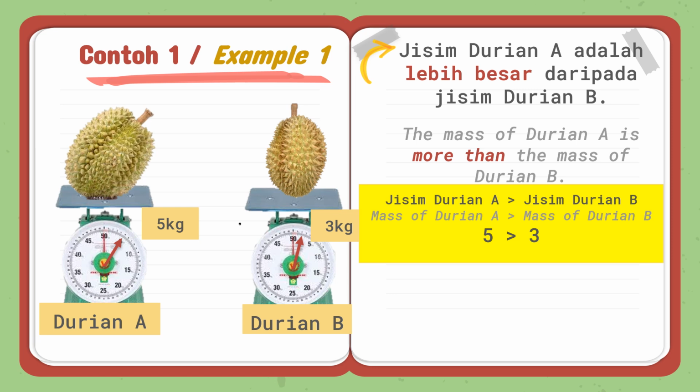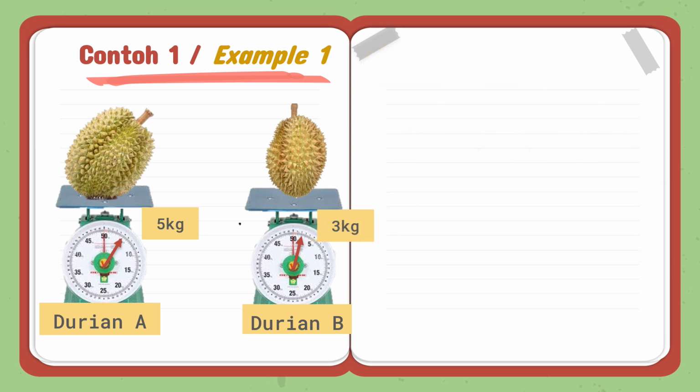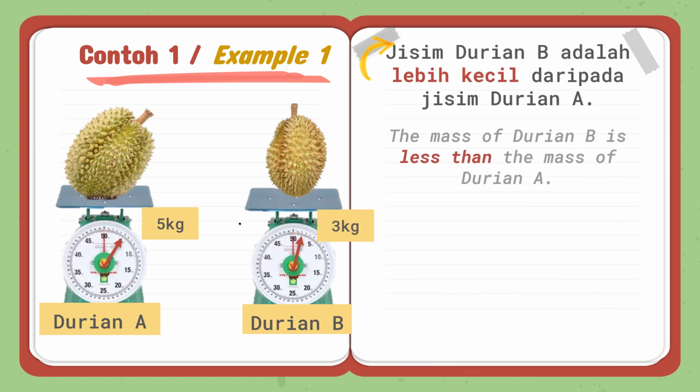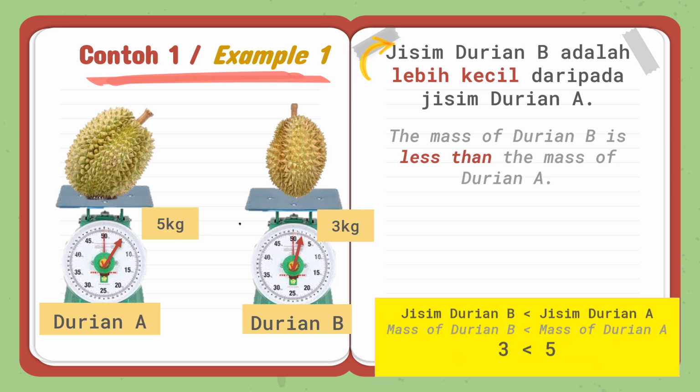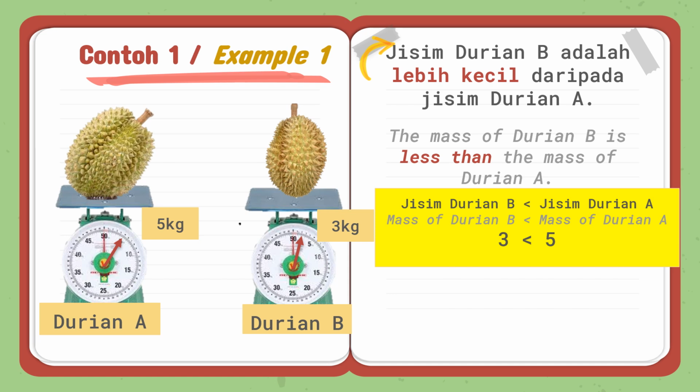So this is the symbol of the inequality. Okay, so this is the first situation. So let us look at the second situation. We also can say that the mass of durian B is less than the mass of durian A. Alright, so the mass of durian B is 3 kilogram, which is less than 5 kilogram here, as stated in the inequality symbol.